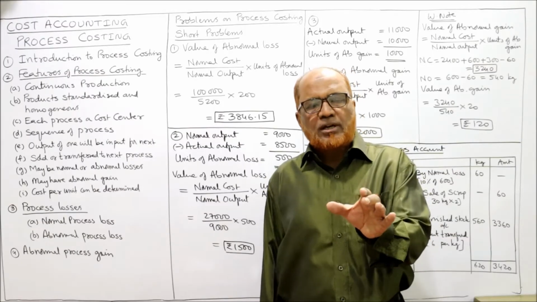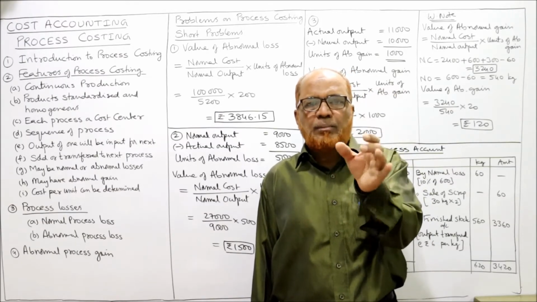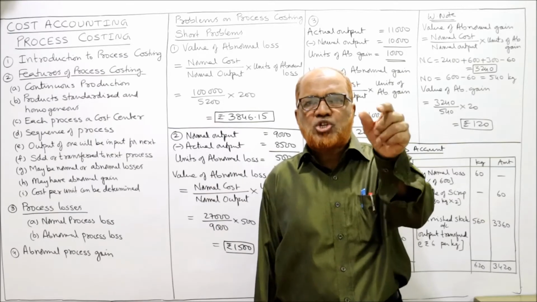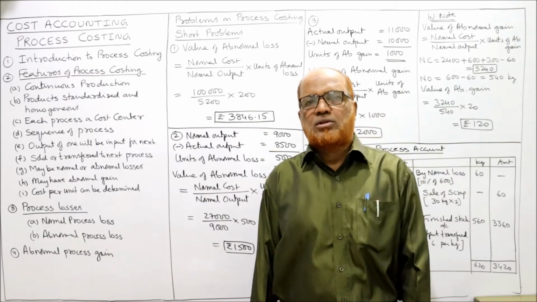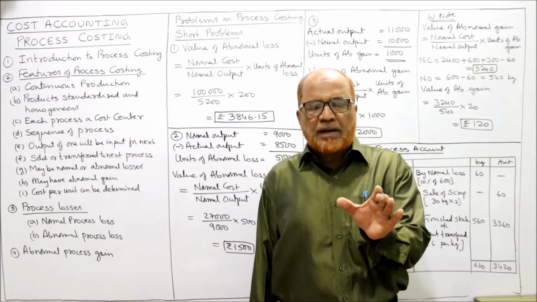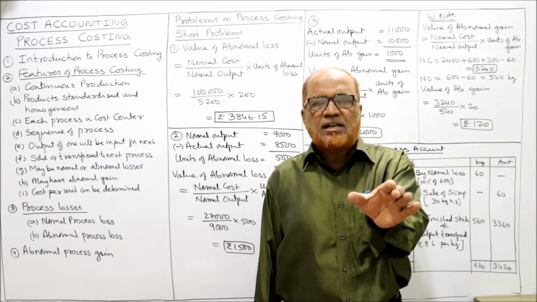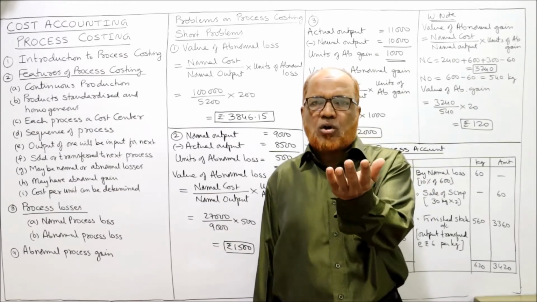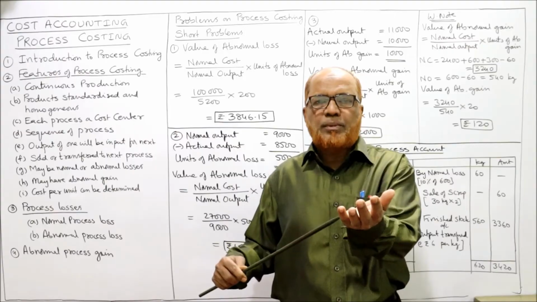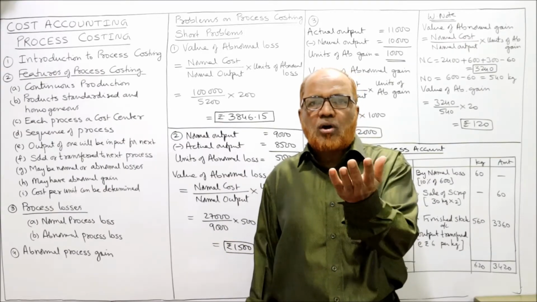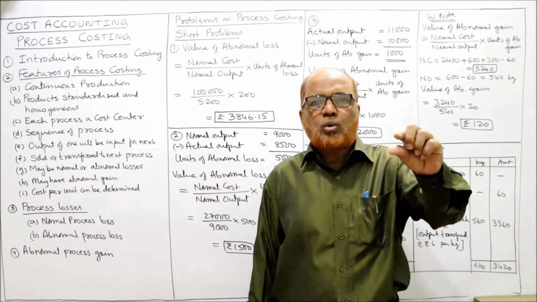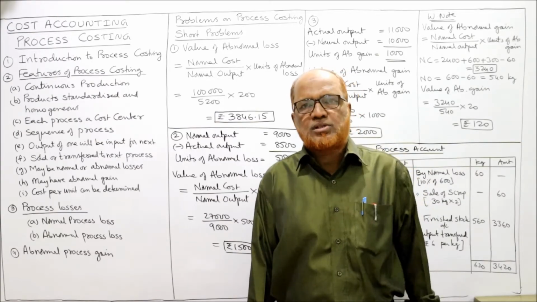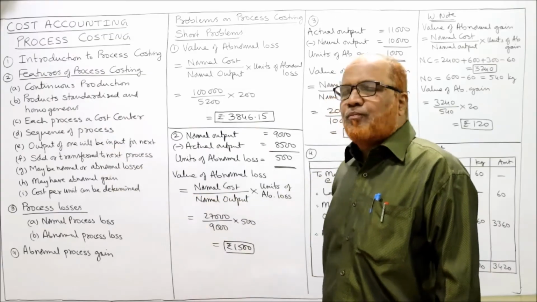In process costing, every process account will be treated as a cost center and all cost will be charged to that process account. तो जो भी एक्सपेंडिचर हो रहा है वो कंसर्न्ड प्रोसेस को चार्ज करेंगे. So every process account will be treated as a cost center and all cost will be charged to that one. And to find out the cost per unit, we divide the total cost by number of units produced in that process. Then sequence of process.